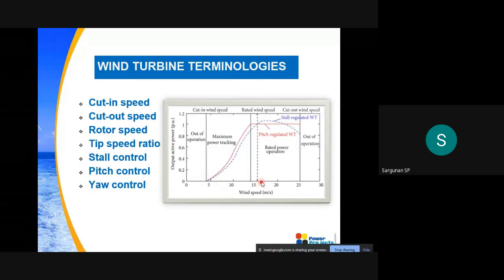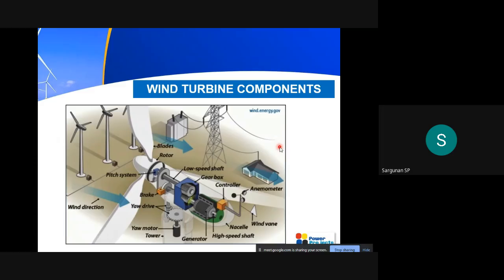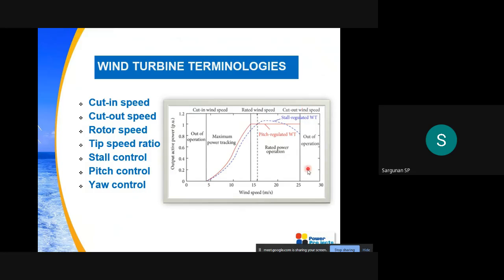And similarly, there is also something called the cut-out speed. Here you can see if the wind speed is more than 25 meter per second, it will not be operated. So normally we'll be having a brake here. With the help of the brake, it will be made to stop so that whatever the wind speed, the wind turbine will not rotate. That is the use of this brake.